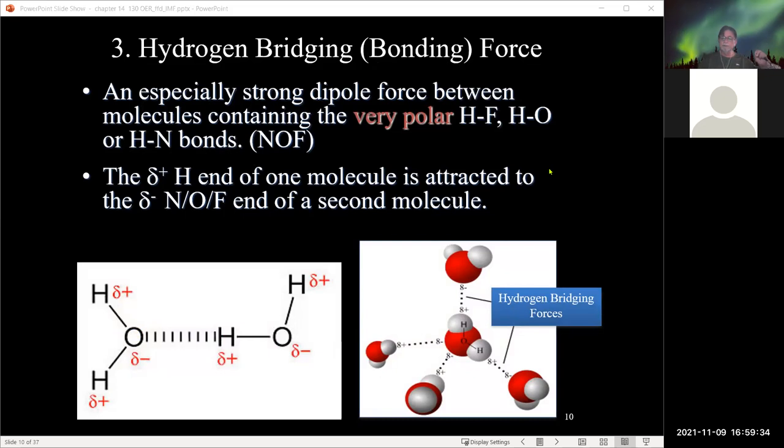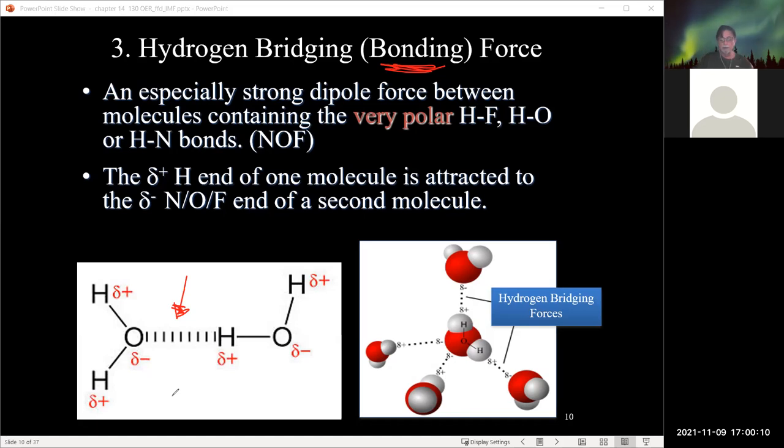Now, only for those hydrogen molecules that are bonded to nitrogen, oxygen, and fluorine, you have a special interaction. We call that hydrogen bridging. It used to be called hydrogen bonding, but they're trying to get away from that name because it suggests that there's an actual bond, and that's not the case. We're not creating an actual bond. As with the other interactions, it is creating an interaction between molecules.